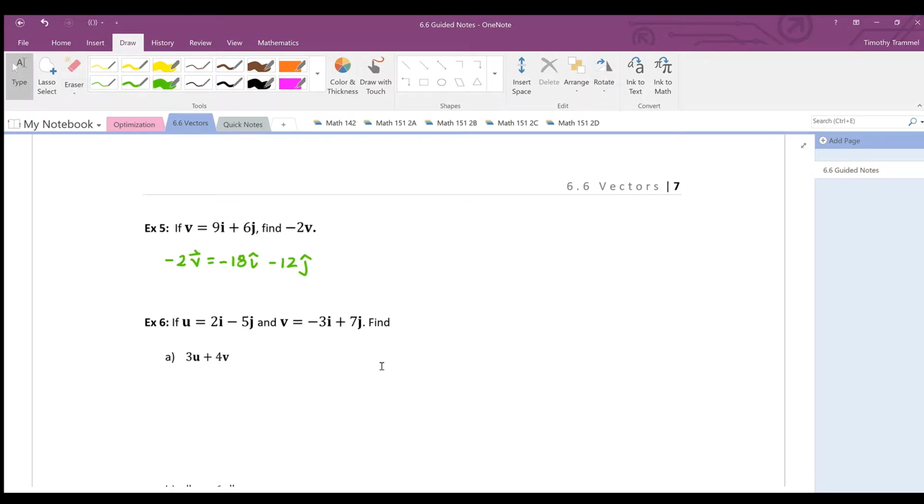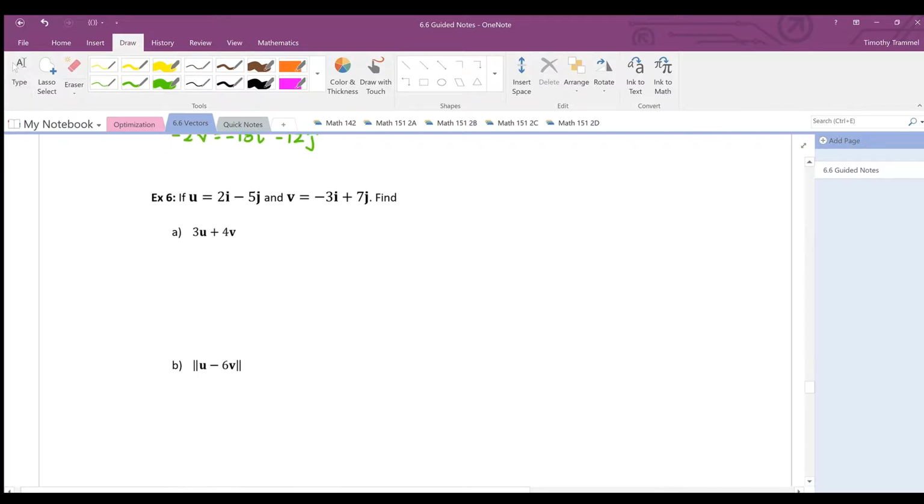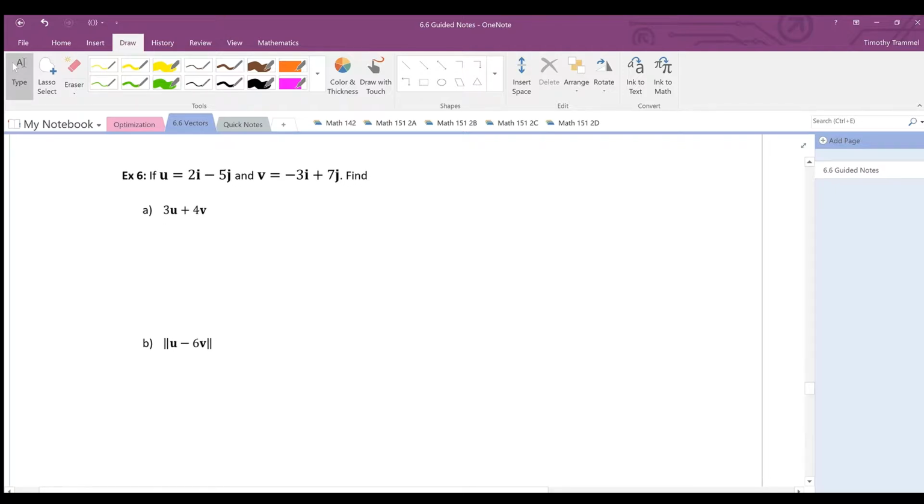What I'd like us to do next is example 6, and I think it'd be worth pausing the video and trying out parts A and B here. So what I'm going to do to start this off is compute 3u and 4v separately. That way I can easily add them together. I don't want to have to do all this in my head.